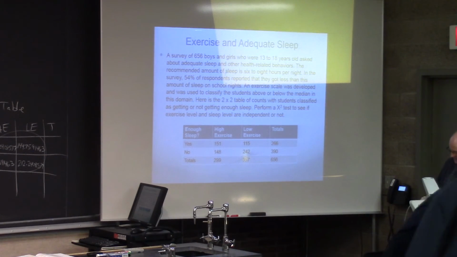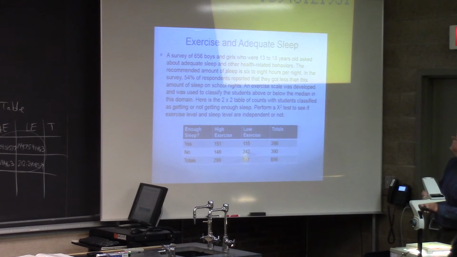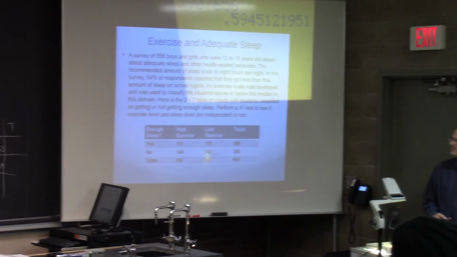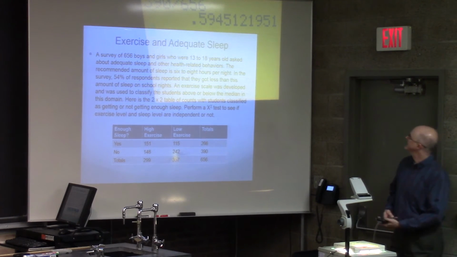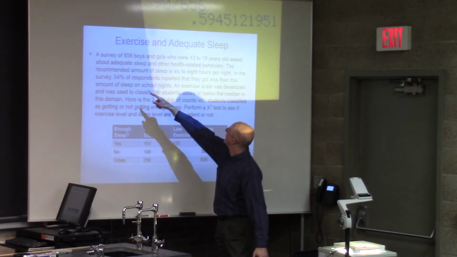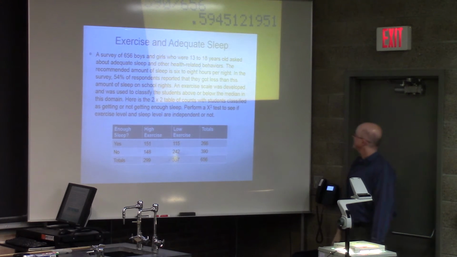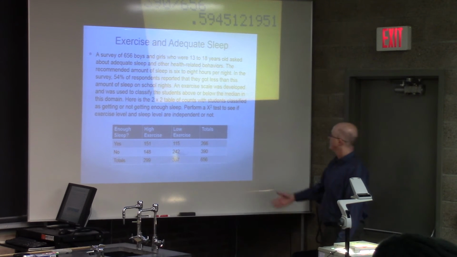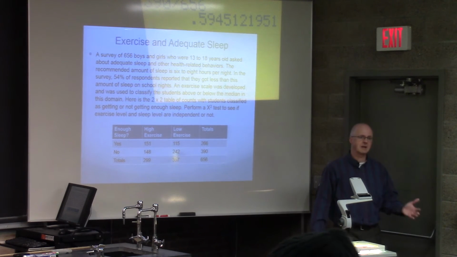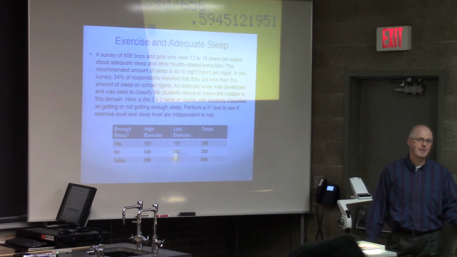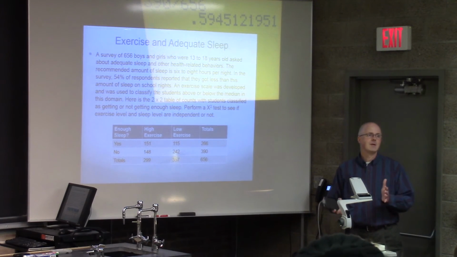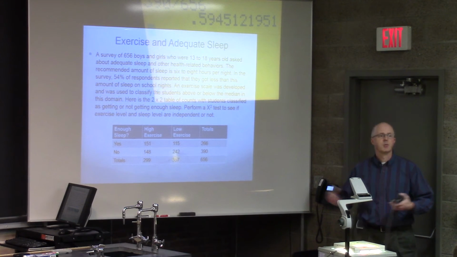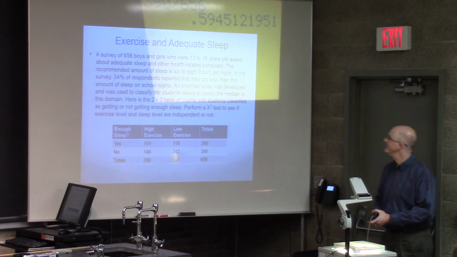390 divided by 656, about 59.5%. Not sure where the book is getting 54%. So we can kind of ignore that. 390 out of 656, about 59.5% would be your best estimate for the proportion of the population that doesn't get enough sleep, if whether they exercise a high or low amount has no effect. You're pooling those two samples together, essentially.